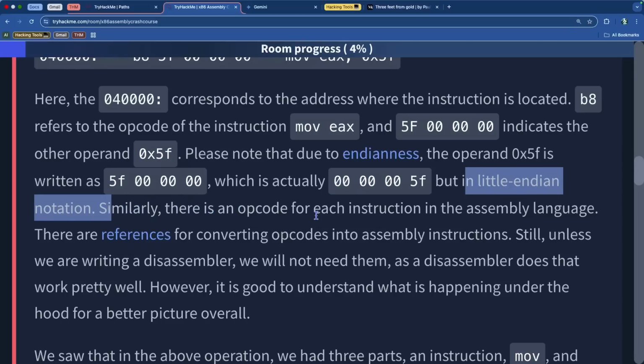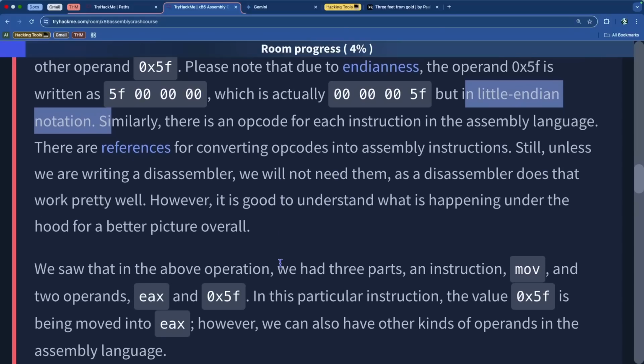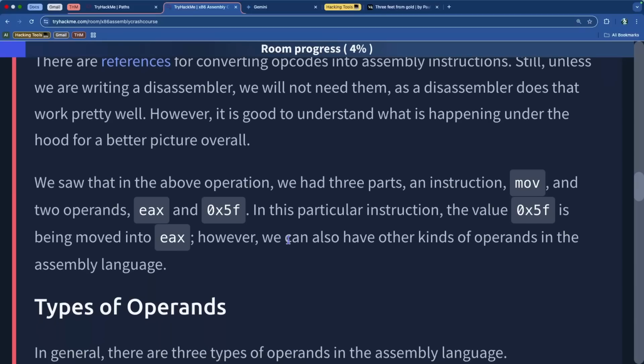So there's an opcode for each instruction in the assembly language. There are references for converting opcodes into assembly instructions. Unless we are writing a disassembler, we will not need them, as a disassembler does that work pretty well. It's good to understand what's happening under the hood, and that's why literally we're doing this. So in the above operation, we had 3 parts. The instruction was move. The 2 operands were EAX and the 0x5f.